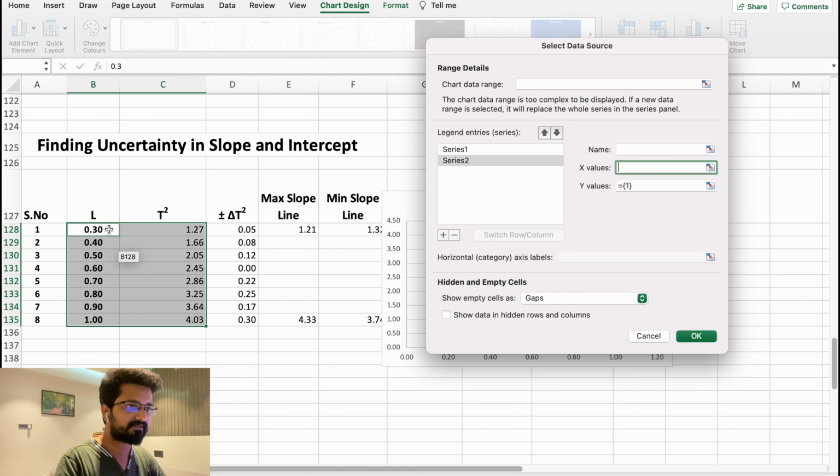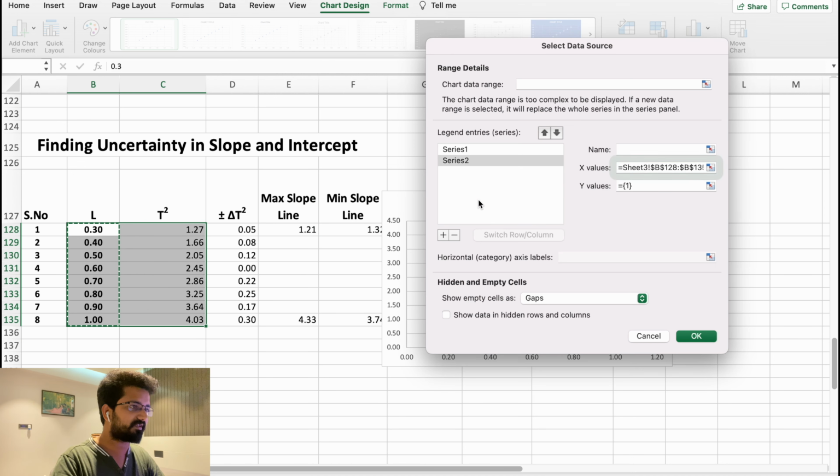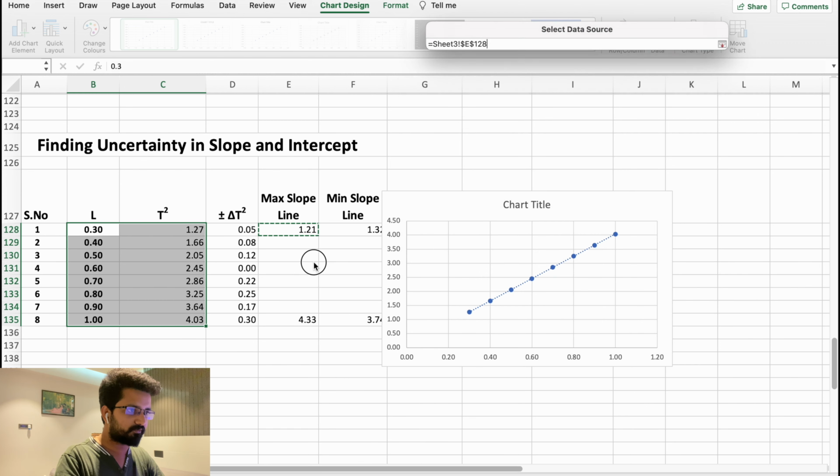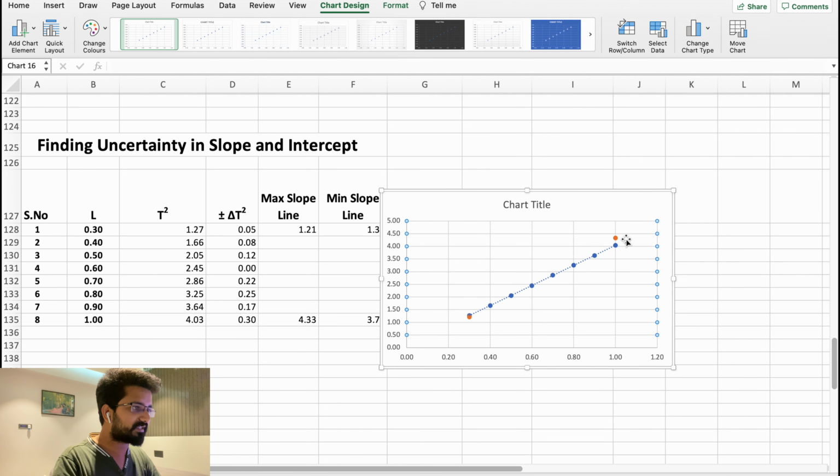The x values are basically the values on the x axis, going to be the same as the length values, right? Yeah, so I've selected the values of x, whereas the y values for the max slope line will be from here to here, right? Perfect. So I've selected the values of x and y. Click on OK. You can see there are two dots in orange color plotted on the graph, right?